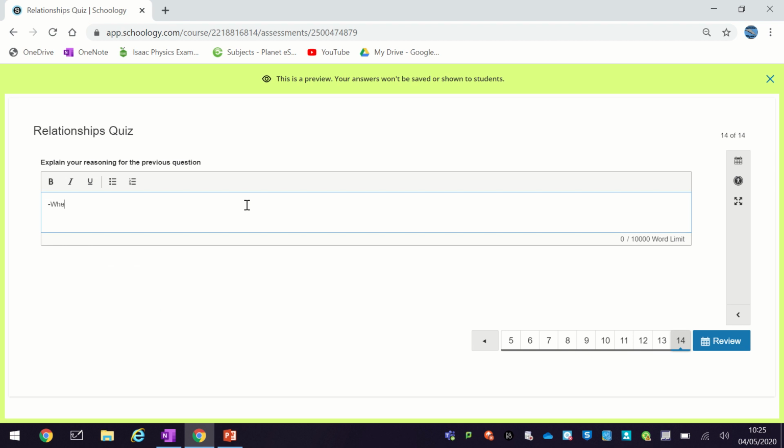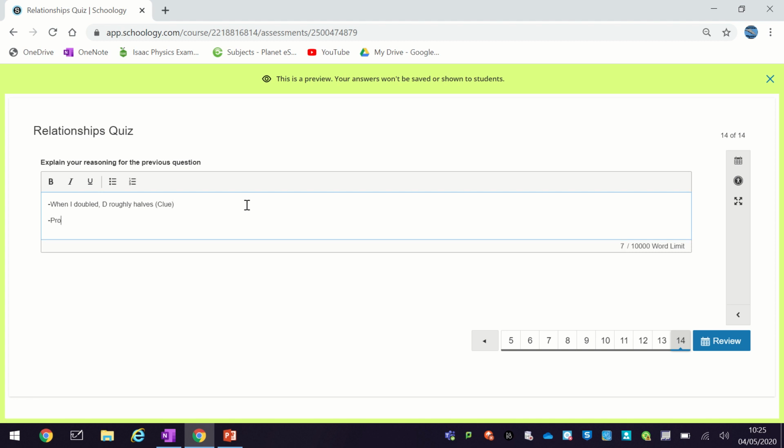So the first thing I said is when I doubles, D roughly halves. So this isn't any evidence, but it's my clue to check for it. So the product of I and D is constant within experimental uncertainty. So that's how I actually checked it. Is the product of I and D being constant? That's what told me it's inversely proportional.